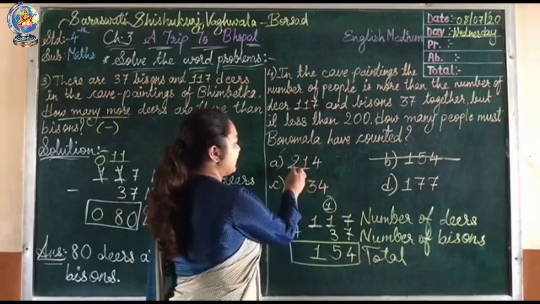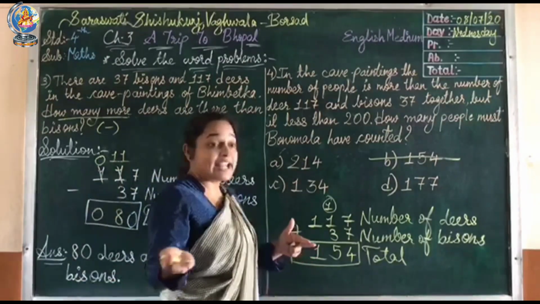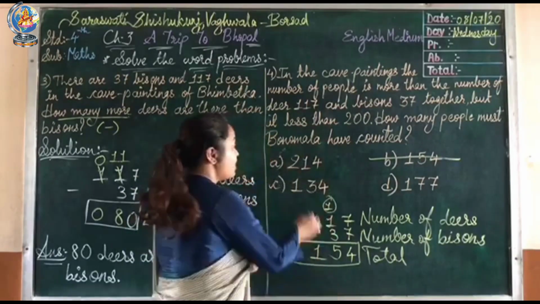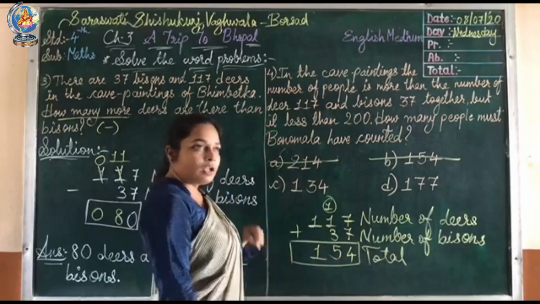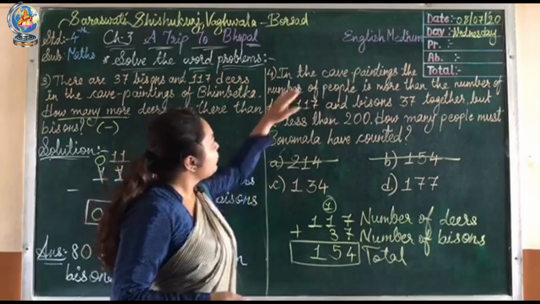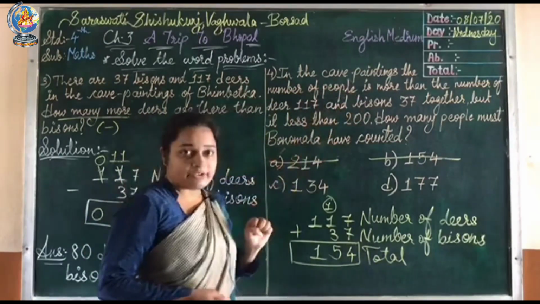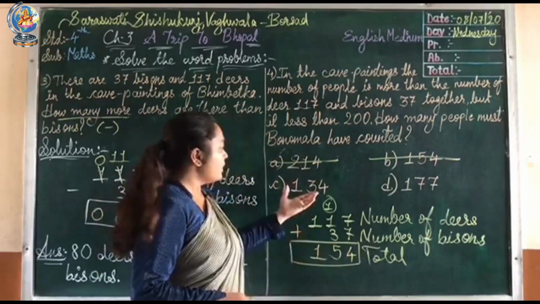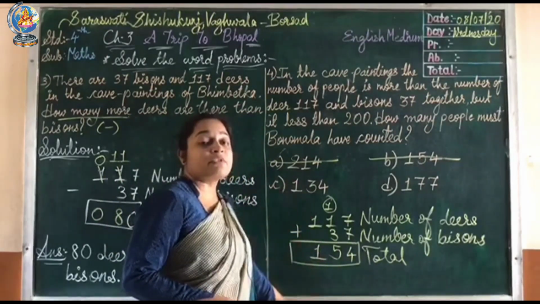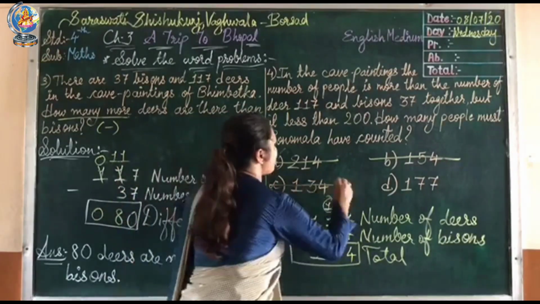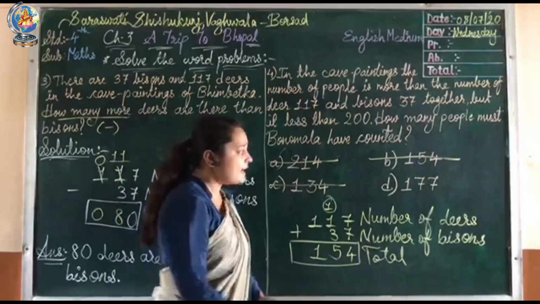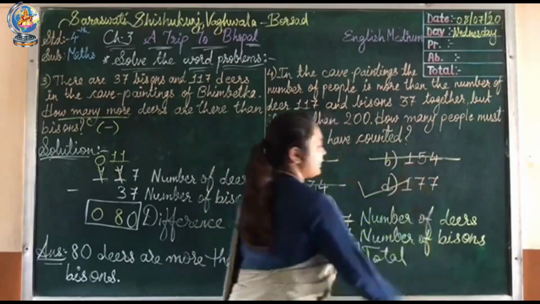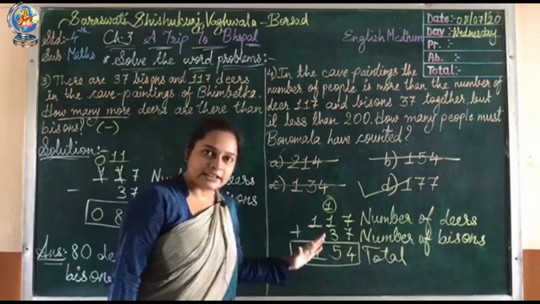Okay? If you see, 214 is more than 200. Here the condition is given less than 200. So option A will also not be there. And it is given that the total, right? What is the total here? 154. But option C is less than 154. Option C is also cancelled. What remains now? 177. So the answer is 177. Is it clear?